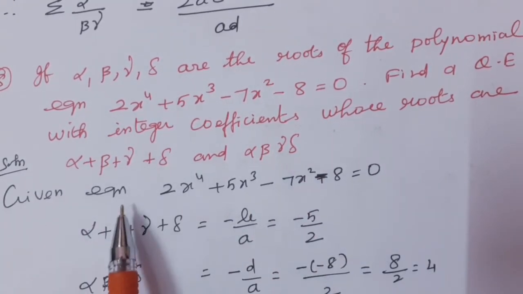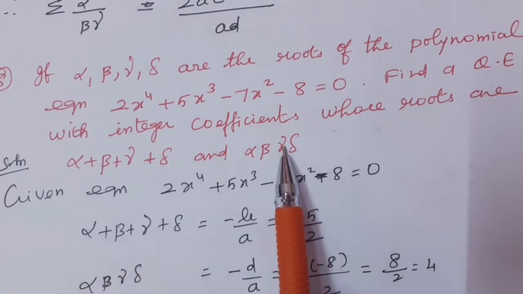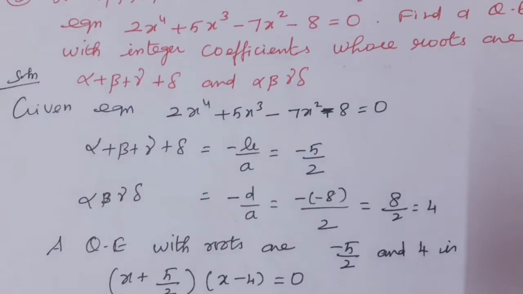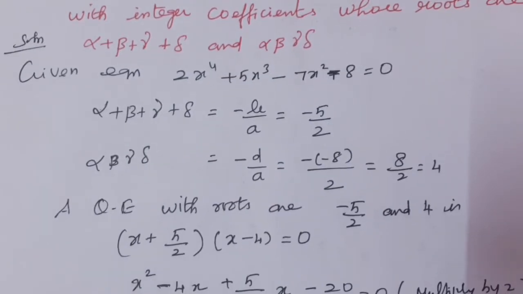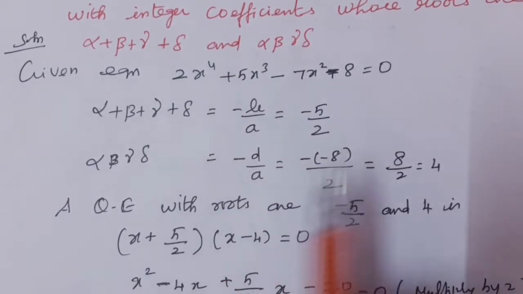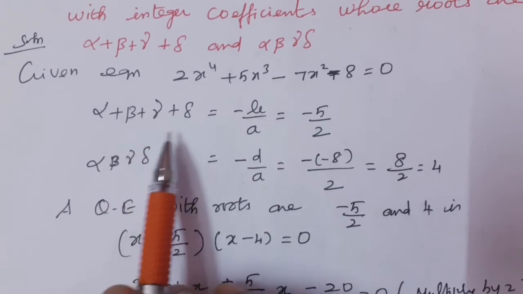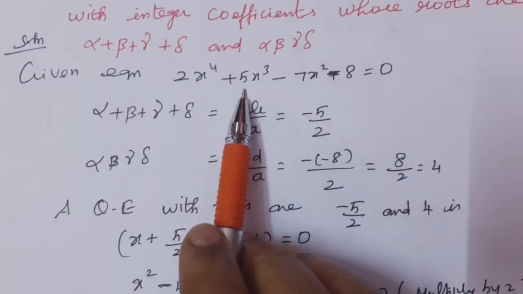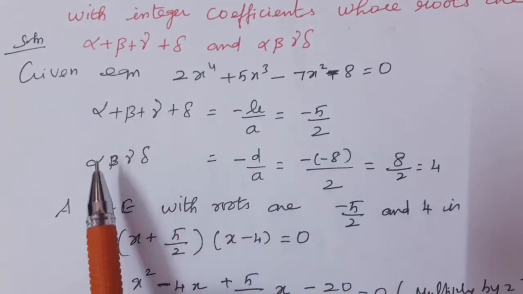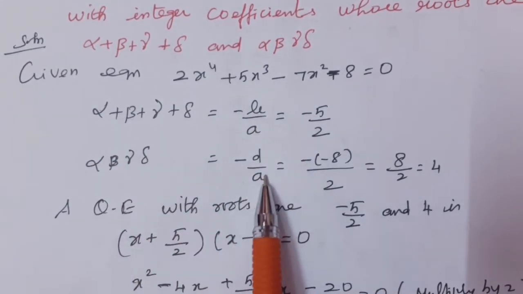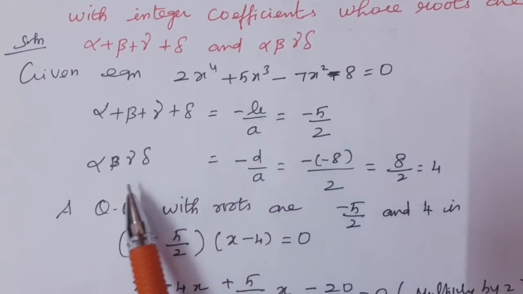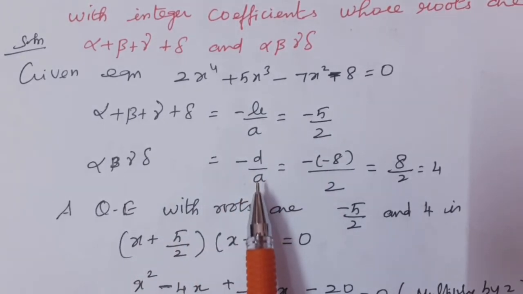So what is the given equation? Sum of the roots and product of the roots are given. This is a fourth degree equation: 2x power 4 plus 5x cube minus 7x square minus 8 equal to 0. Now alpha plus beta plus gamma equal to minus b by a. What is our b? B is nothing but 5, so minus 5 by 2. Alpha beta gamma c by a. Another one is alpha beta gamma delta equal to minus d by a.